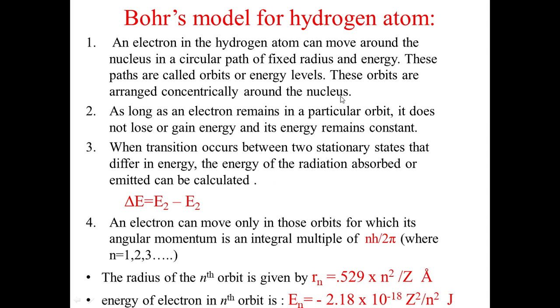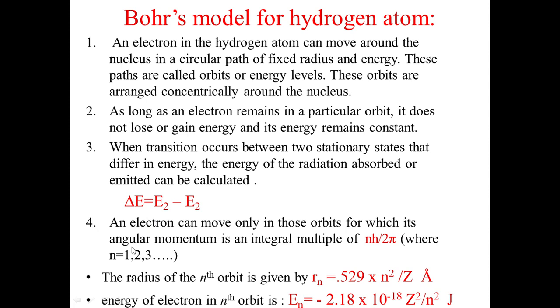Under what condition does it absorb the energy? It absorbs energy when it transits from a lower energy level to a higher energy level. And under what condition does it emit the energy? When the electron shows a transition from higher energy to lower energy. Only at that time does it emit some amount of energy.